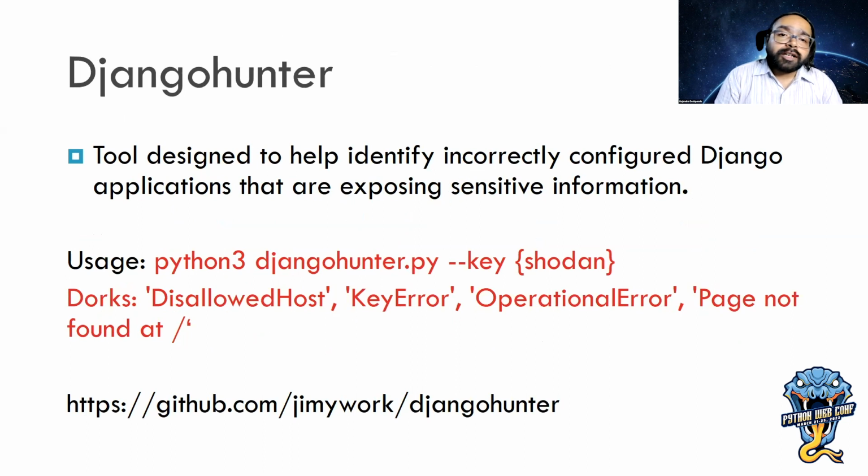So now we have covered the OWASP top 10 issues. Let's see the tools in brief. The first one is the Djangohunter tool, which is designed to help identify incorrectly configured Django applications that are exposing sensitive information. This is the command. You can use python3 djangohunter.py and specify the Shodan key. Unfortunately, Shodan is not free. The basic key is free, and you can use Google Docs, right? Here we want to check disallowed host key errors, operational errors, and page not found at the root.